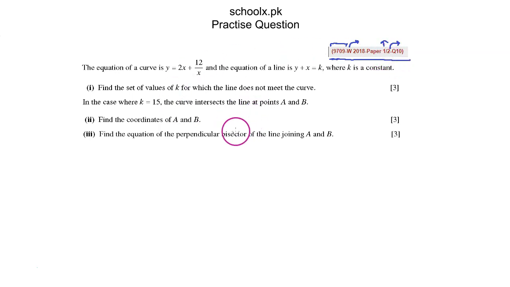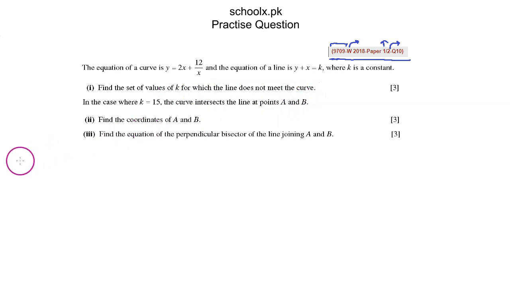So all these questions which we are doing in schoolx are from past papers. They are actual past paper questions. Alright. So in this question it says the equation of a curve is y equals 2x plus 12 over x, and the equation of a line is y plus x equals k, where k is a constant. Find the set of values of k for which the line does not meet the curve.